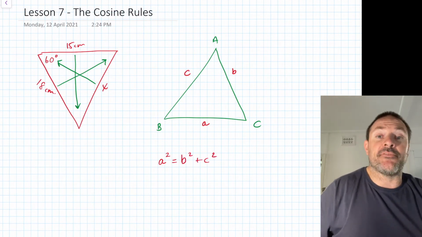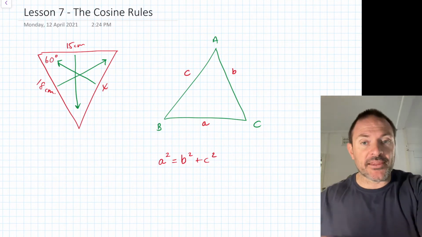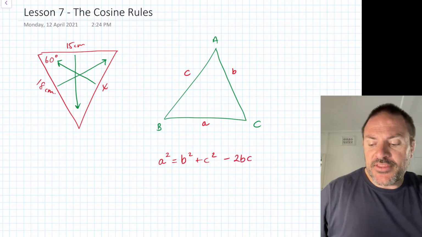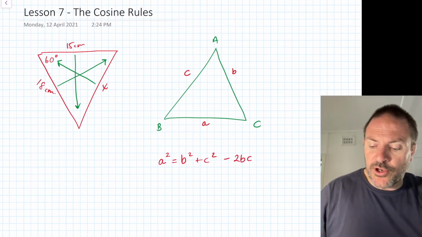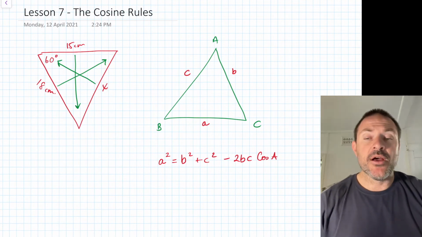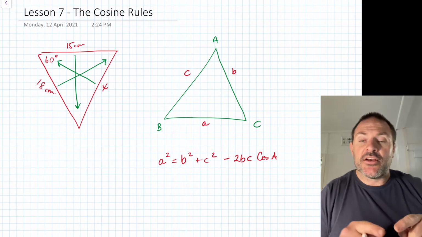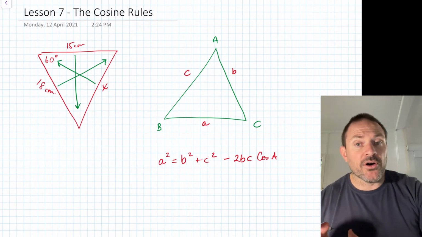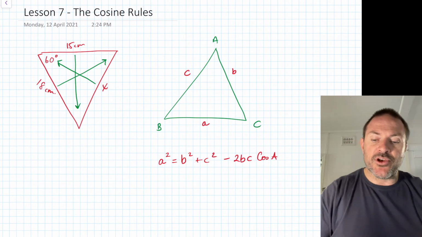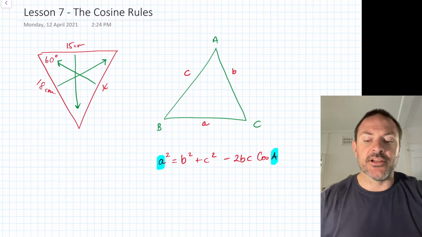Now, where have you seen that before? Pythagoras theorem. And yes, of course, it does stem from Pythagoras theorem down the track. You can look at that if you would like to, but this is something that we are wanting to learn. So we've got a squared equals b squared plus c squared minus 2 times those two sides we just used, times the cosine, hence the word cosine rule, of angle A. You'll notice that angle A is opposite little a.